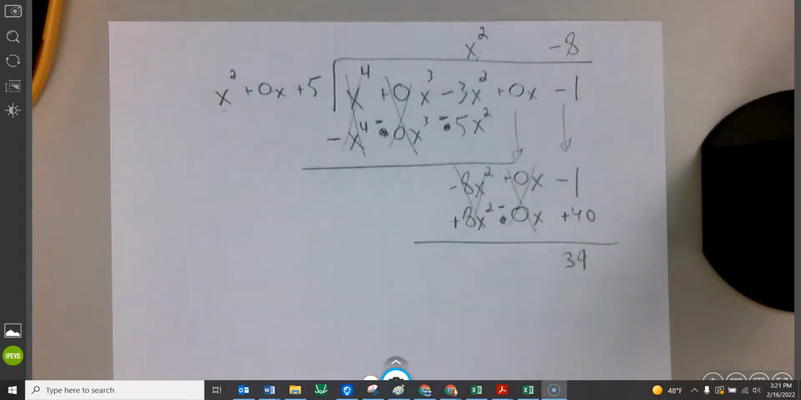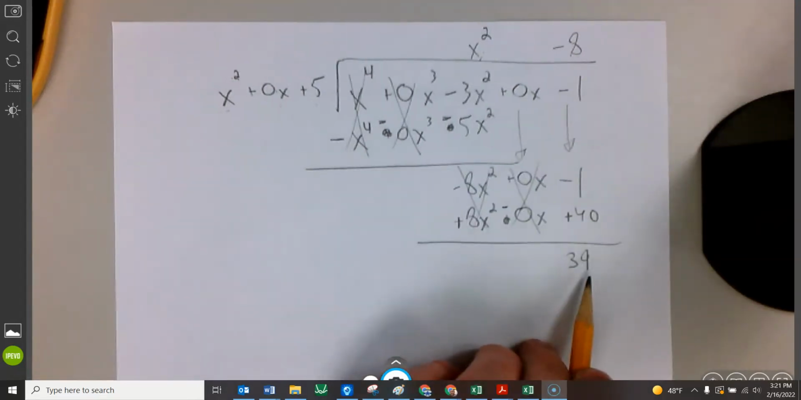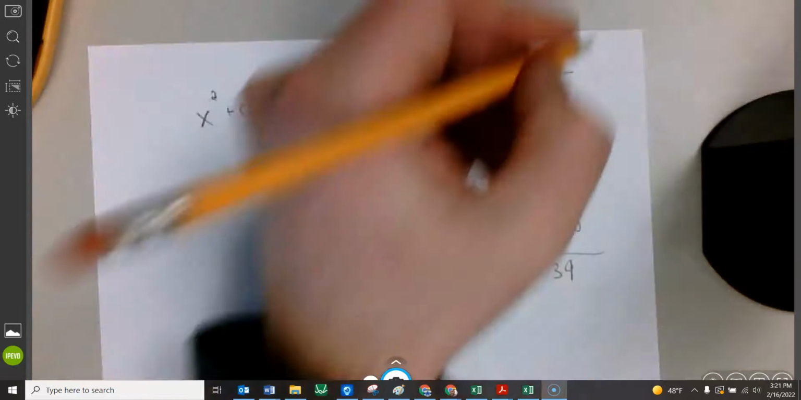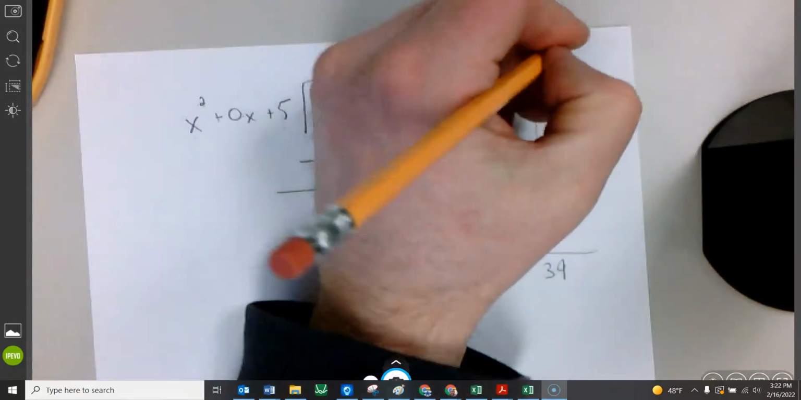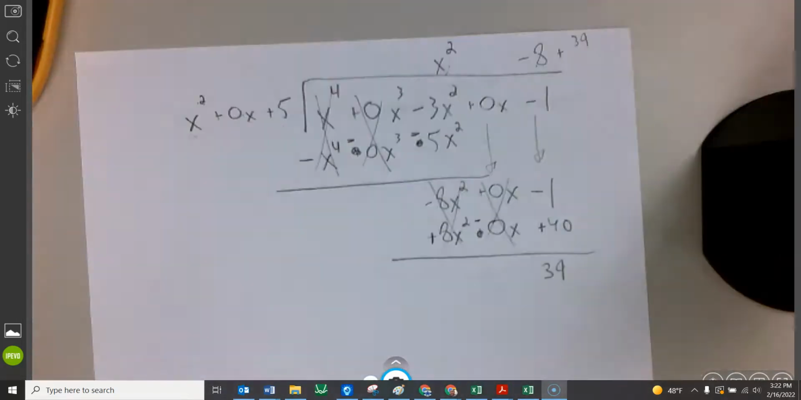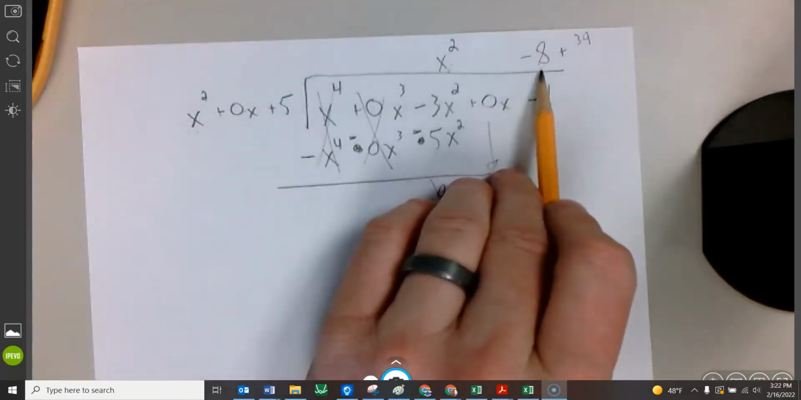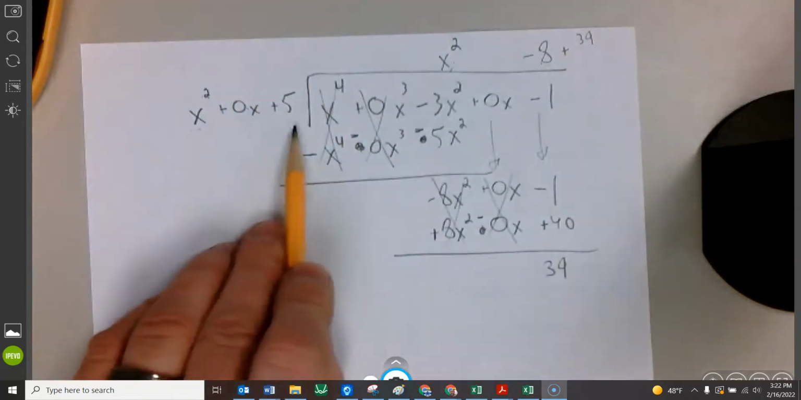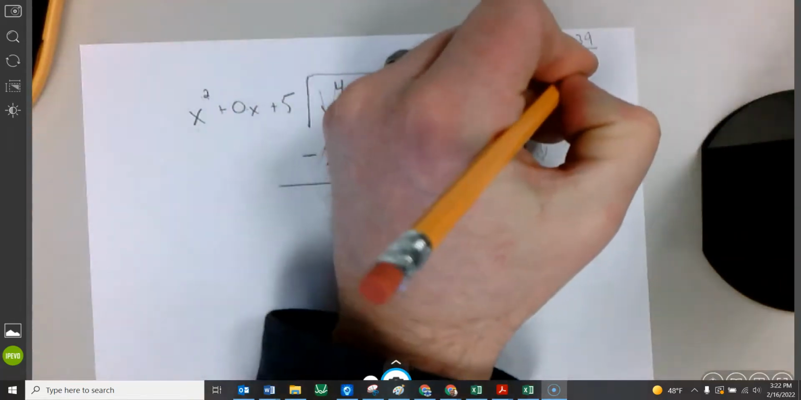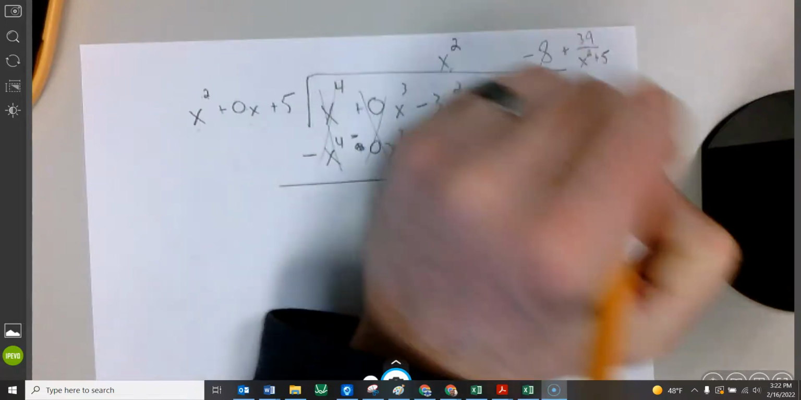Now notice, there's nothing left here for me to bring down. So what is left is my remainder. And how we write our remainders in these, we add our remainder onto the outside of whatever our quotient is, our answer. So I'm going to add 39. But what was I originally dividing by? It's not just 39. We've already handled the constant. This isn't a constant. This is a remainder. So it's 39 over what I originally was dividing by, which is x squared plus 5.